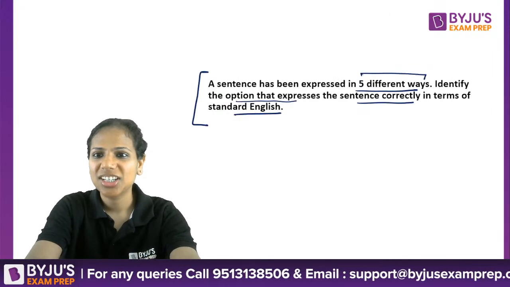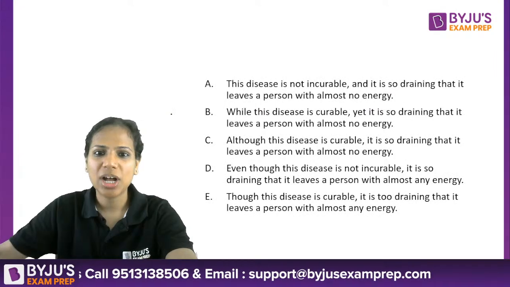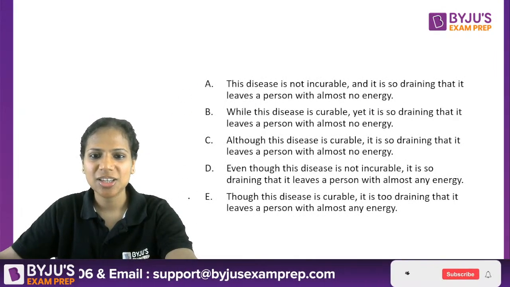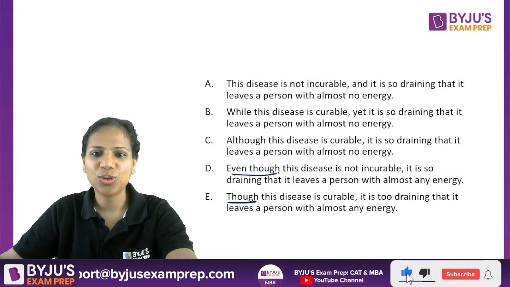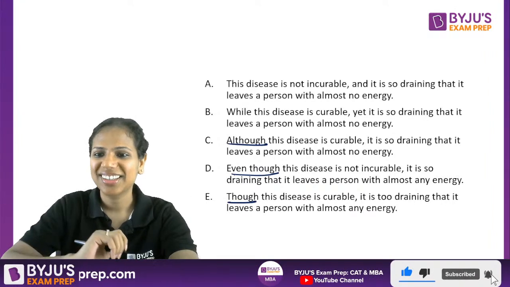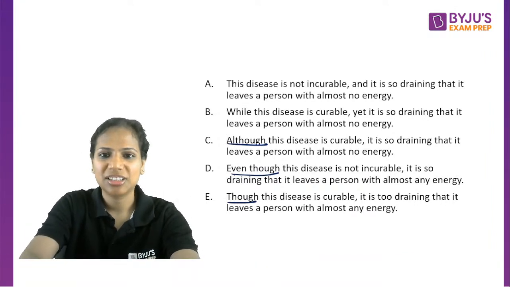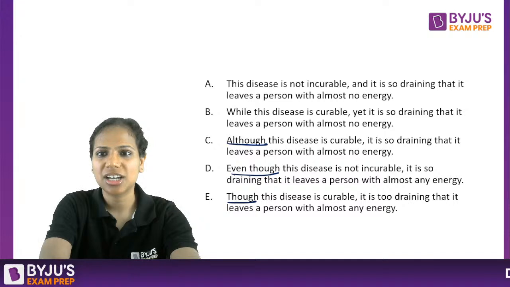So, 5 different ways. One sentence. This is the same sentence. See this as though, even though, although. Right? So tell me. Look at this. Tell me which is the correct answer here. The correct sentence.